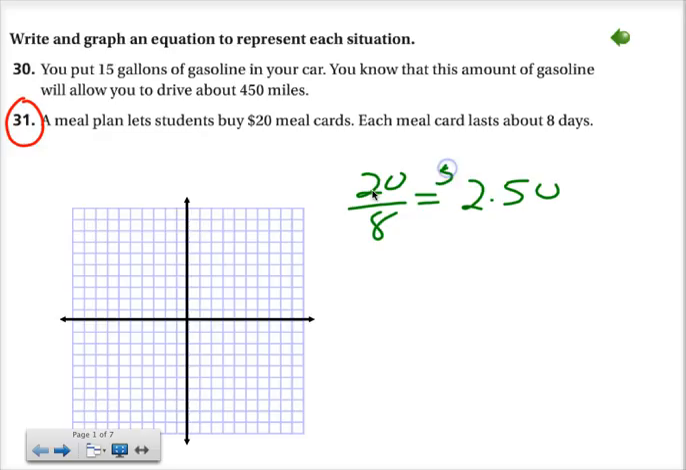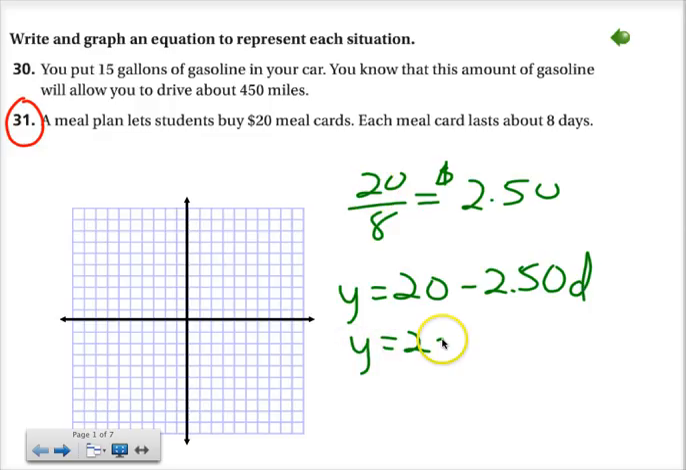for each day. So what's really happening here is they're starting off with their $20 meal card, and then they're using $2.50 for each day that they're eating. I can use D for days or X, and I'm sure most of you would appreciate it if I just used an X there. So you can think about this as graphing an X and Y as you go through this problem. And then it said we're supposed to make a graph to represent that situation.